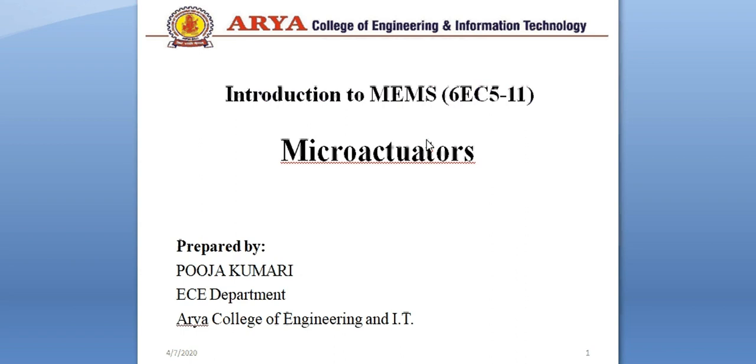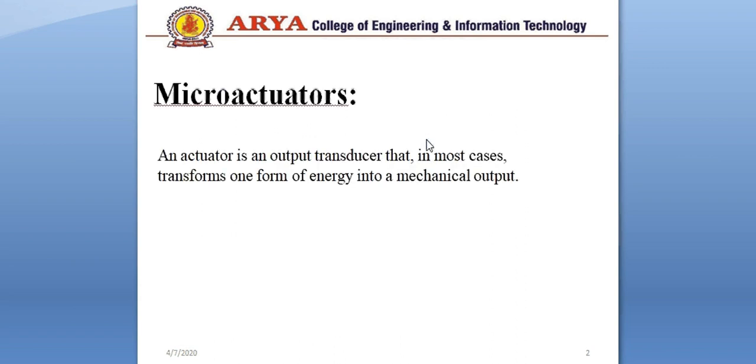First, the signal is sensed by a sensor, and then the output of that signal is sent to the microactuator. Basically, a microactuator is a transducer that converts electrical output into mechanical output. The sensor is used to sense any environmental activity as an electrical signal, and that electrical signal is sent to the microactuator, which converts this form of energy into mechanical output.